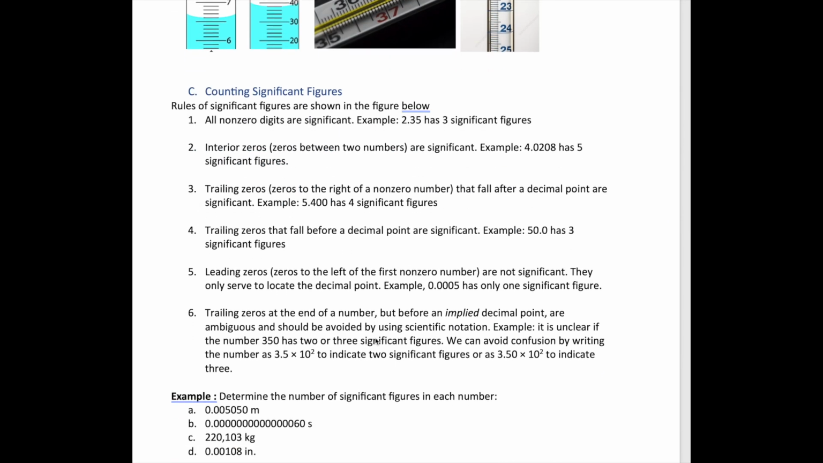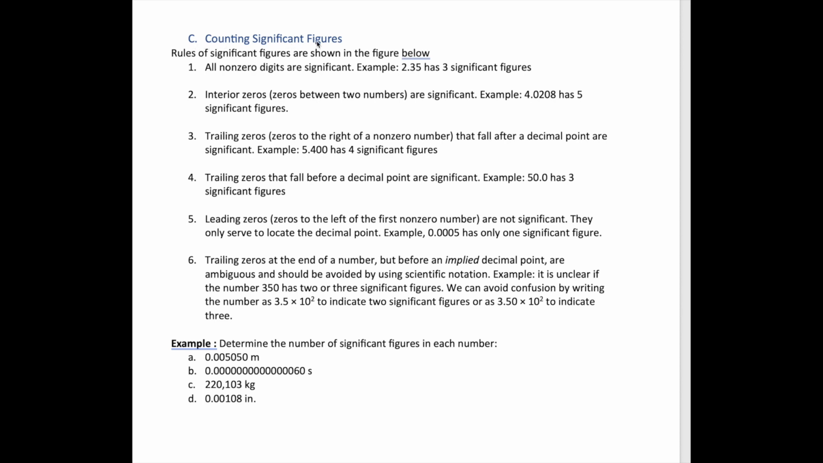Things are not always that simple. So let's look at the rules for counting significant figures. Everything that is non-zero is counted. 2.35 has 3 significant figures. They don't all have to be different digits, by the way. If this is 2.33, it still has 3 significant figures.